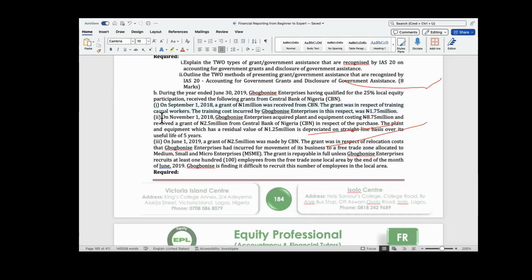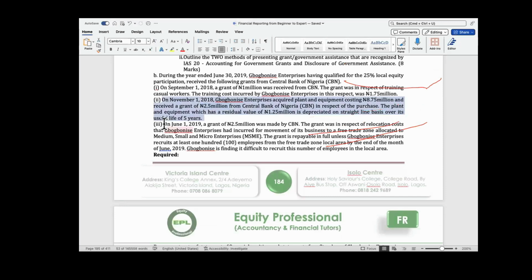Number two, he said on November 1st, 2018, Bugbonishe Enterprises acquired plant and equipment costing 8.75 million and received a grant of 2.5 million from CBN in respect of this purchase. The plant and equipment, which has a residual value of 1.25 million, is depreciated on a straight line basis over its useful life of 5 years. What type of grant is this? Related to assets. Correct.